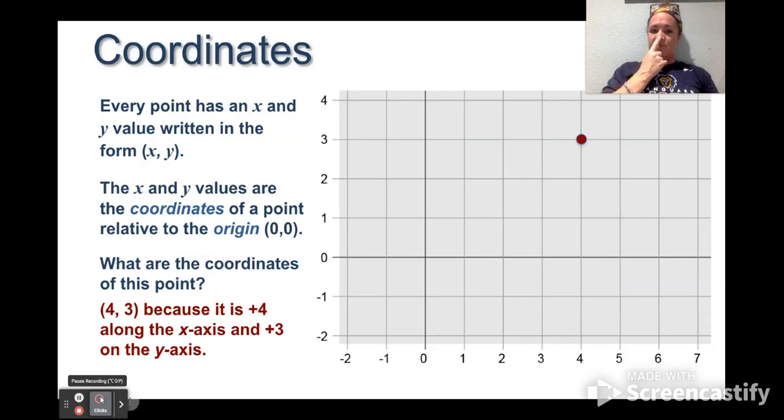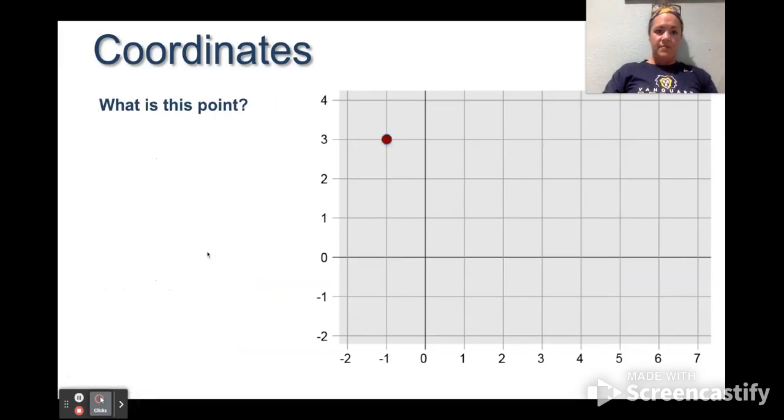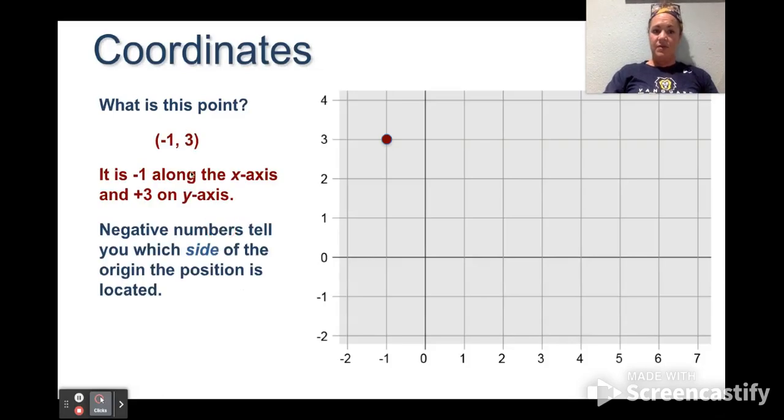All right, so next up, what is this point? First, we deal with the x, which is -1, and the y, which is a 3. So (-1, 3). It is -1 along the x-axis and plus 3 along the y-axis. So this is how it gets written. Negative numbers tell you which side of the origin the position is located. So if it is to the left or below, it is going to be negative.